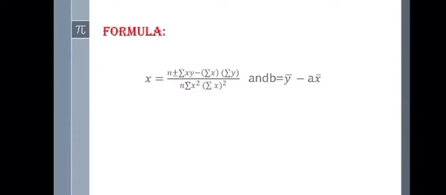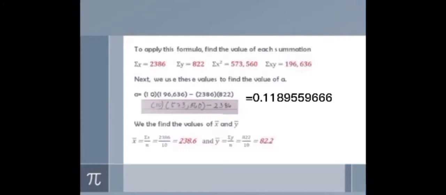It can be read as a is equal to n times summation xy minus open parenthesis summation x close parenthesis and open parenthesis summation y close parenthesis, over n times summation x squared minus parenthesis summation x squared, and b is equal to y mean minus a times x mean. So I have here a problem that we can use that formula. To apply this formula, find the value of each summation. So it already has a value in every summation.